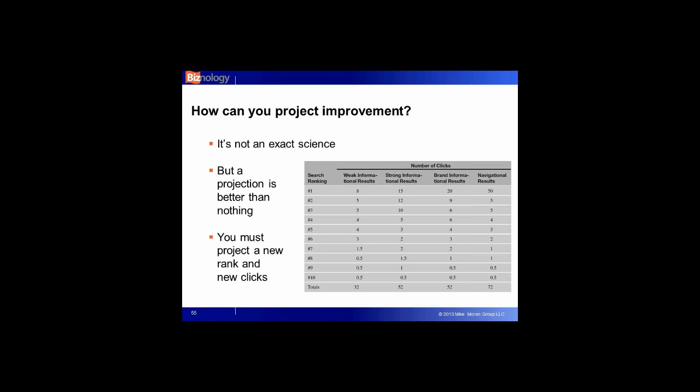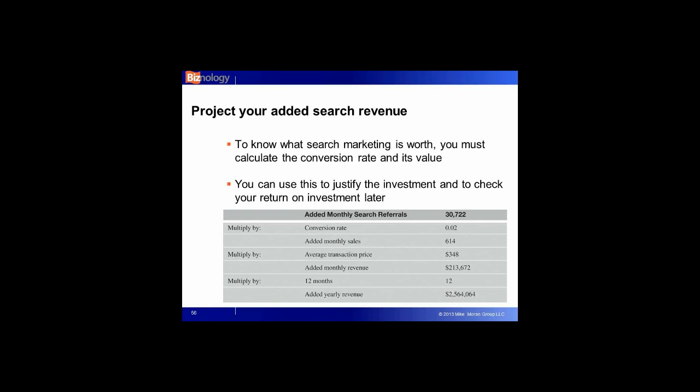And those clicks will then tell you how many more sales you will get. So if you can project that you're going to get many more sales, and you then figure out what your conversion rate is, and you know what your transaction price is, then you can start projecting real revenue. And this is the thing that gets the boss excited.